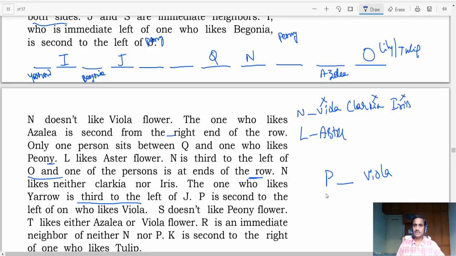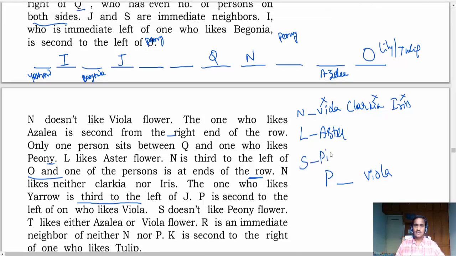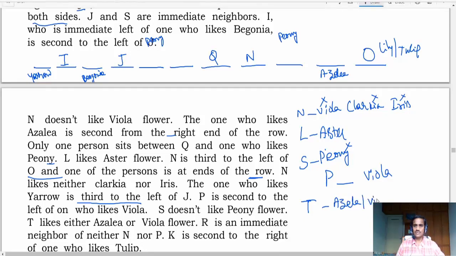S does not like peony. T likes either agela or viola. Where is T here? T is either agela or this one.